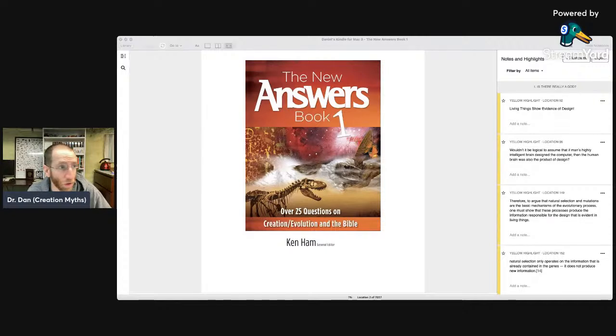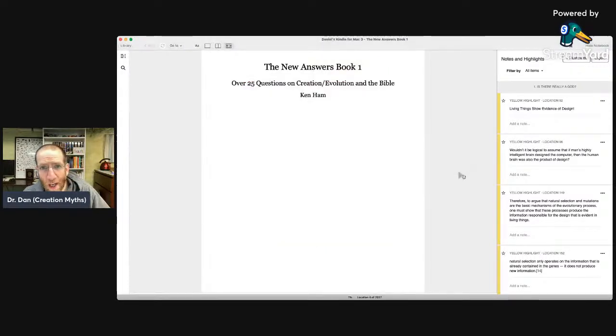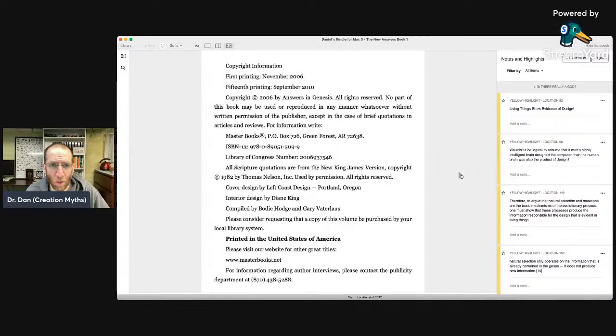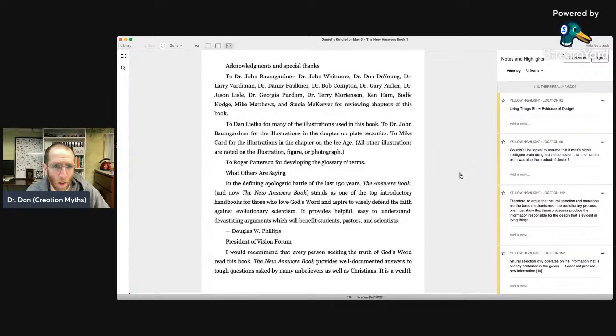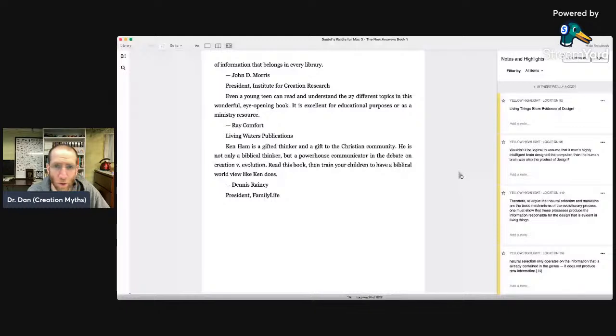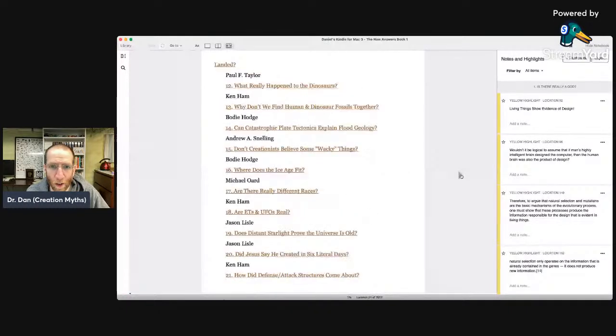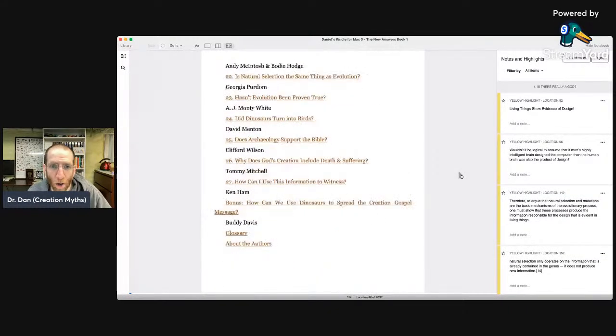This book, it starts off, there's my cursor. Cool. So this book, there's information, acknowledgments, and special thanks. We've got our table of contents, and then we just get right into it. How many chapters are in this one? There are 27 plus a bonus chapter. So we'll cover most of these.